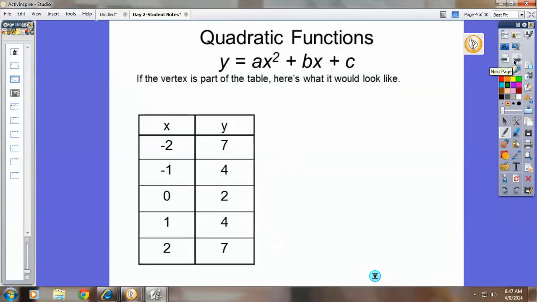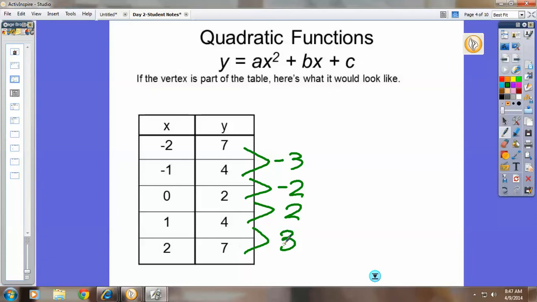This next table is also that of a quadratic function. I want to look at these differences to point out something. Sometimes the vertex is part of the table, and this is what happens. 4 minus 7 is negative 3. Negative 3. 2 minus 4? 4 minus 2? 7 minus 4? Okay, clearly it's not linear, correct? The first difference isn't the same.